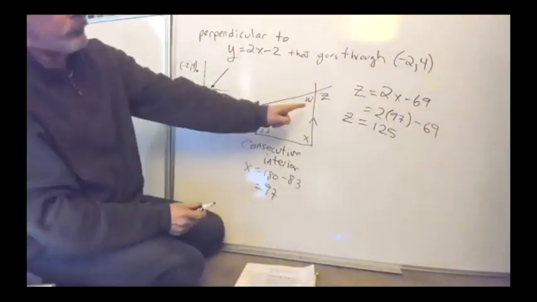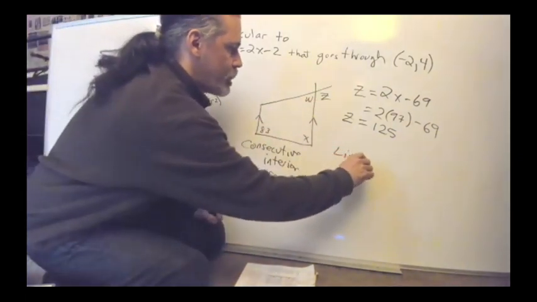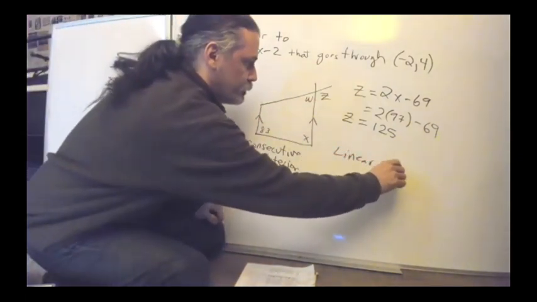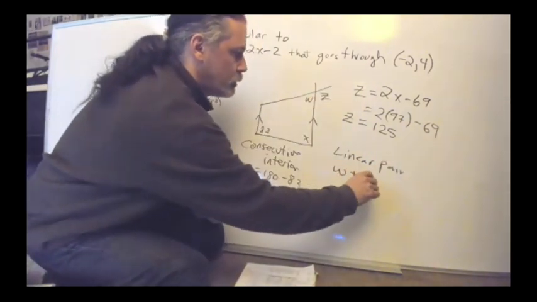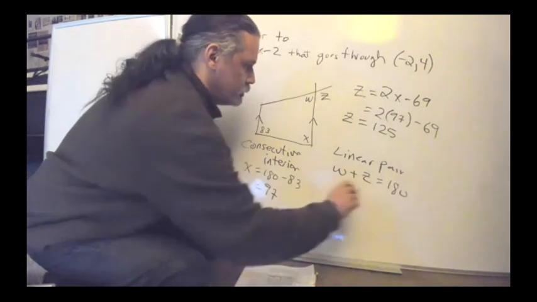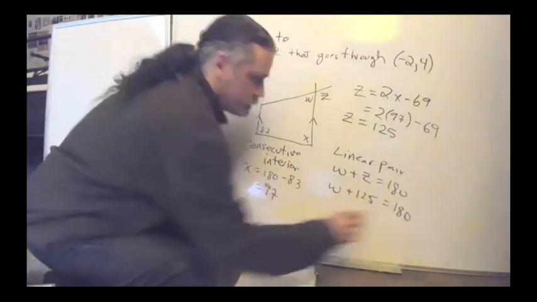All right, and now W and Z make a linear pair, which means they're supplementary. They combine to make a straight angle. And so then solve this equation or take the shortcut, subtract from 180.